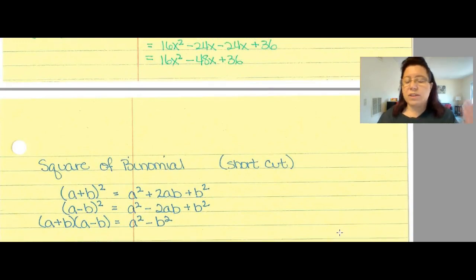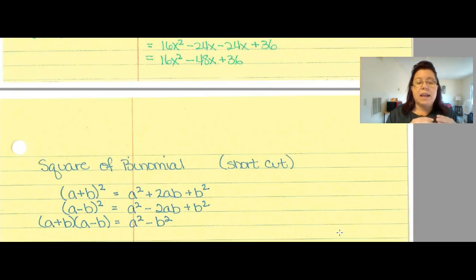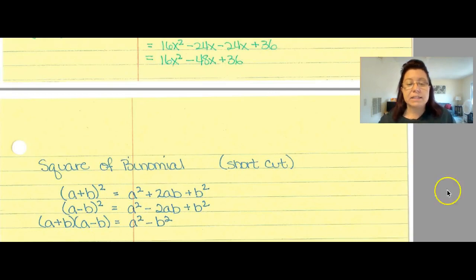The shortcut of the squares of binomials looks like this: (a plus b) quantity squared, the result is going to be a squared plus 2ab plus b squared. If it's the subtraction, the difference, then it's going to be a squared minus 2ab plus b squared. And if you have one positive and one negative, so (a plus b) times (a minus b), that's going to pop out a squared minus b squared.